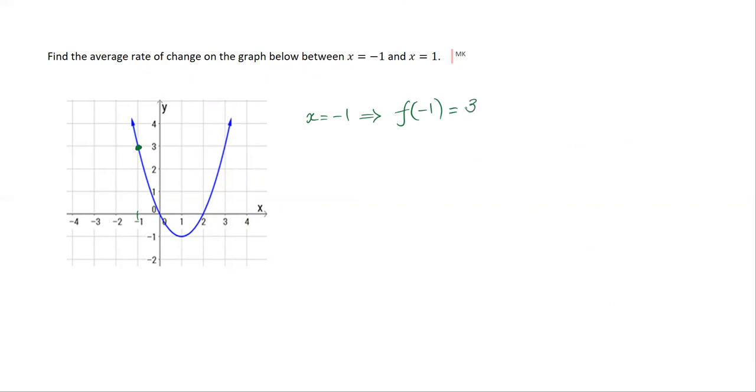And the other one was x equals 1. When x equals 1, you see where it hits the graph? It hits the graph below, and it points to negative 1. So when x equals 1, it implies f of 1 is negative 1.